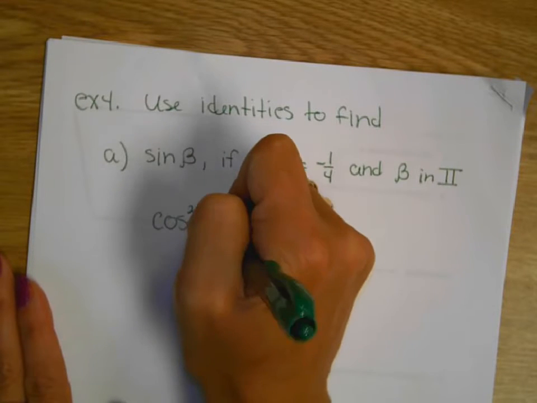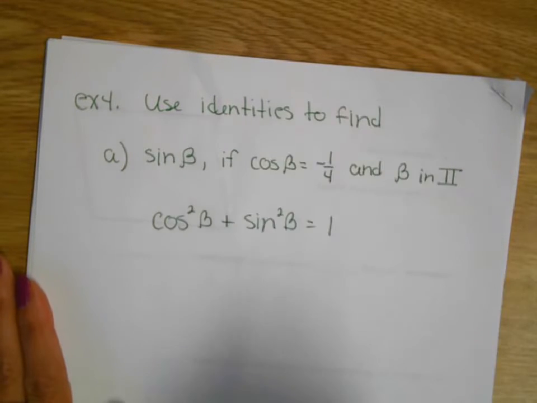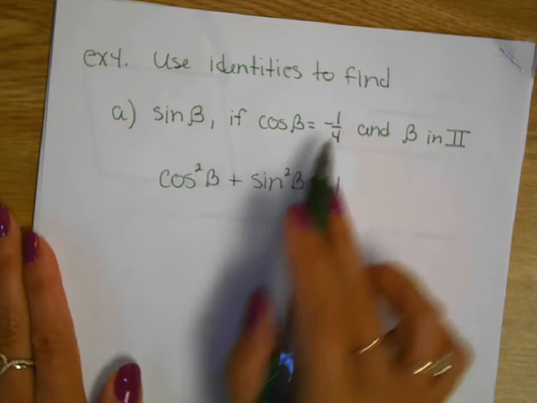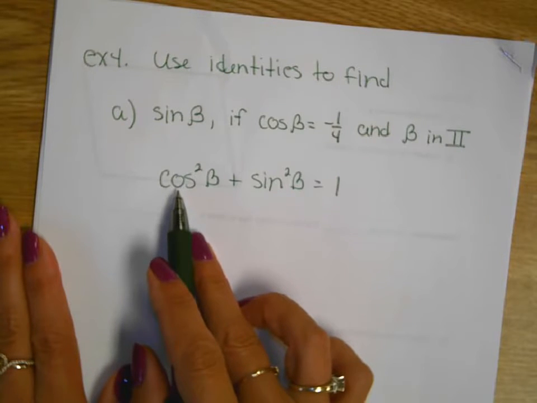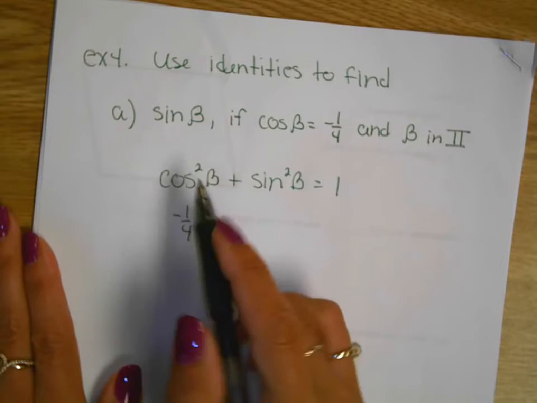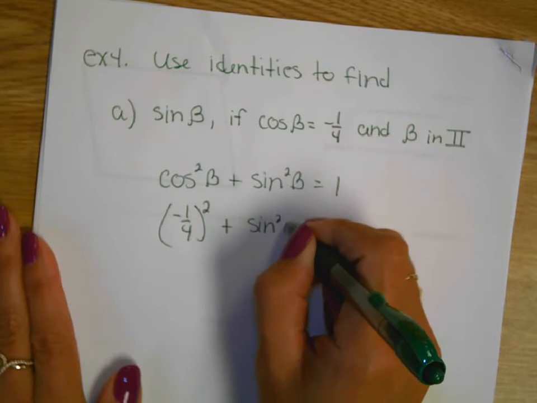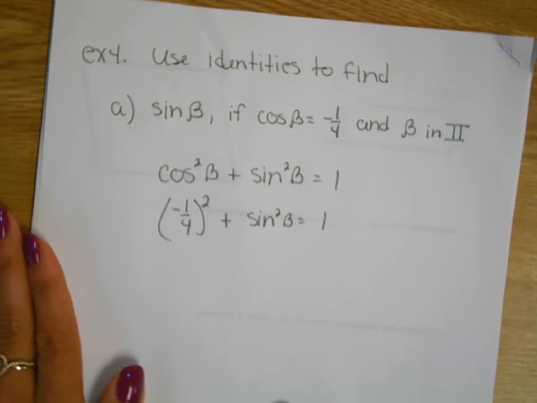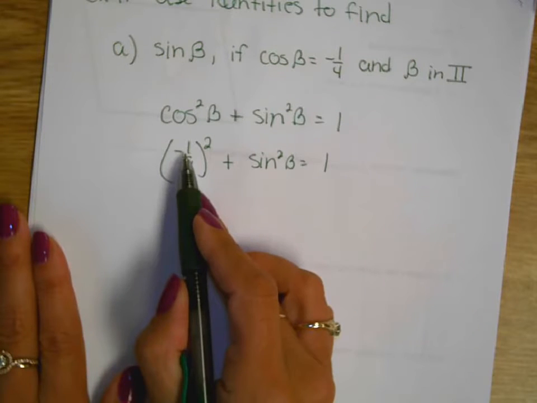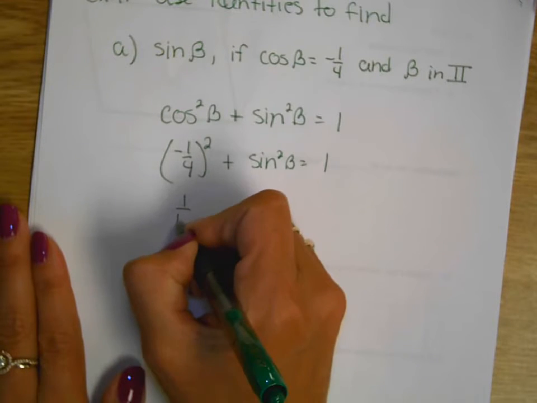Cosine squared plus sine squared equals 1. We know the cosine ratio. It gave it to you as negative 1/4. So we're going to substitute in, plug and chug. So cosine's negative 1/4. The identity says we've got to square that number. Squaring a fraction just means square the numerator, square the denominator. So negative 1 squared is positive 1, and 4 squared is 16, so we get 1/16.